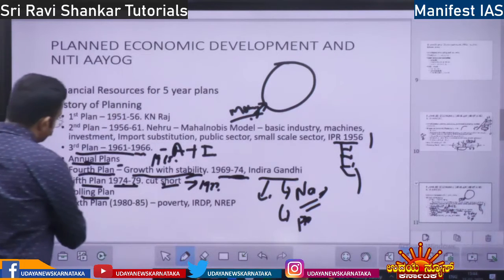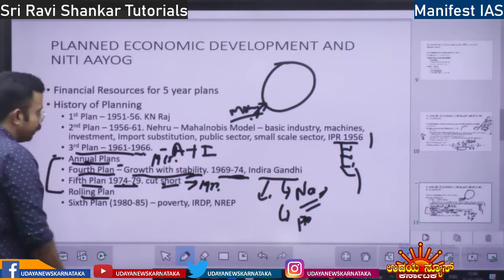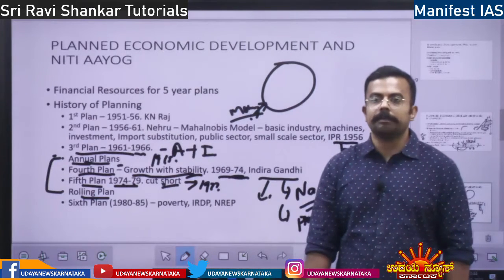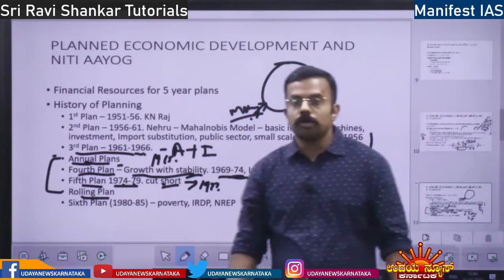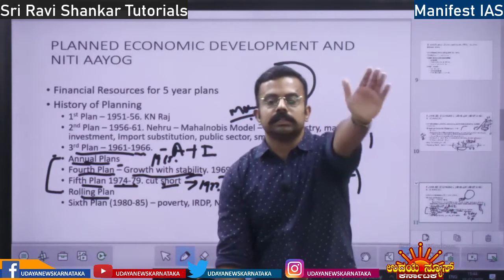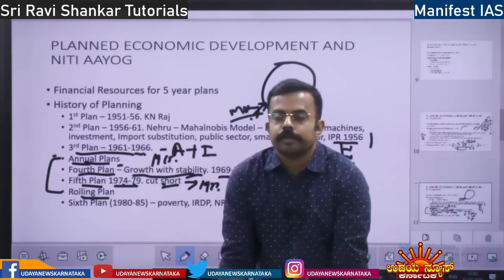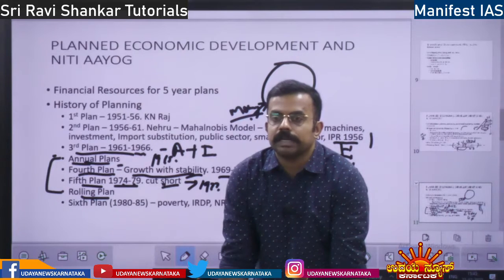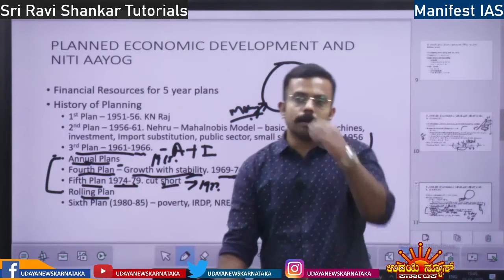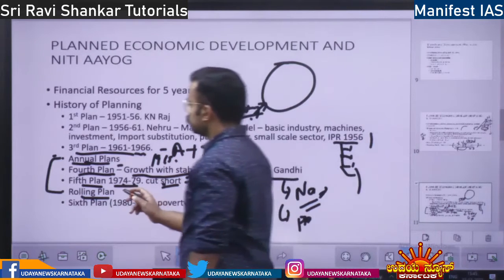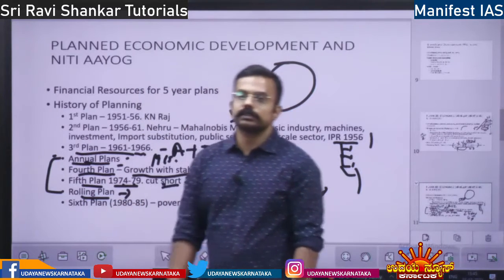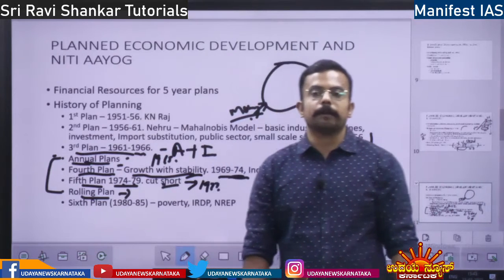So remember the difference between annual plan and rolling plan. Annual plan is a yearly plan. Rolling plan is also a yearly plan, but there are no fixed goals. In earlier planning, there used to be proper goals. If we have to manufacture 100 million tons of wheat, we have to manufacture 100 million tons of wheat. That was the concept during the fixed annual plan. Here, flexibility takes place.